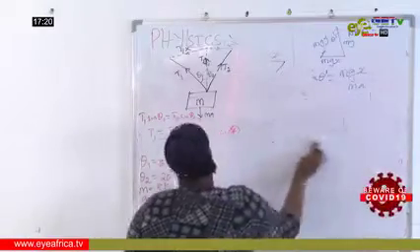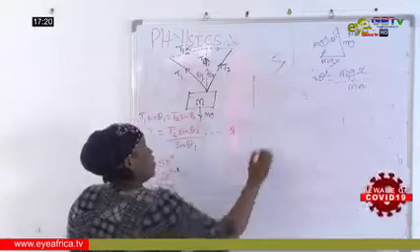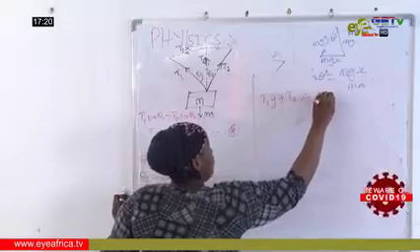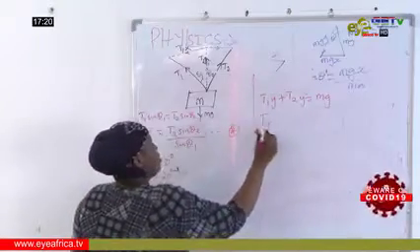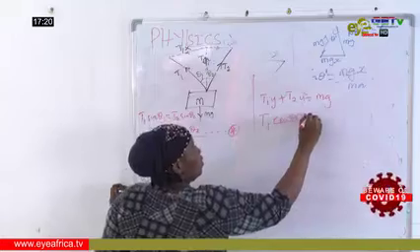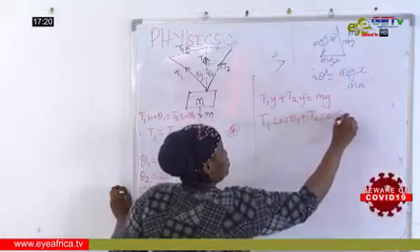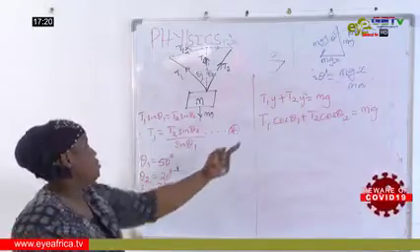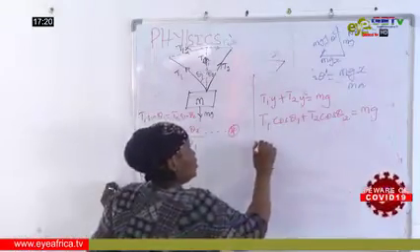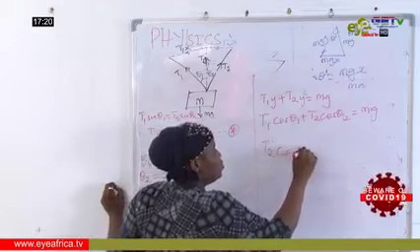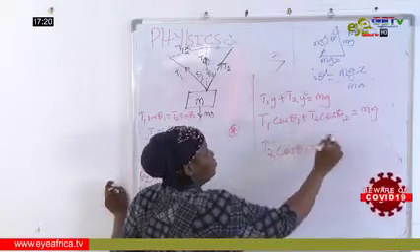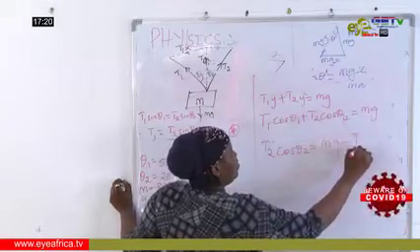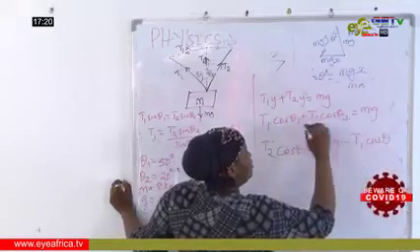The second equation says T1 of y plus T2 of y is equivalent to mg. So T1 cosine of theta 1 plus T2 cosine of theta 2 is equivalent to mg. We can make T1 or T2 the subject. Let's make T2 the subject. This gives us T2 cosine of theta 2 is equivalent to mg minus T1 cosine of theta 1.